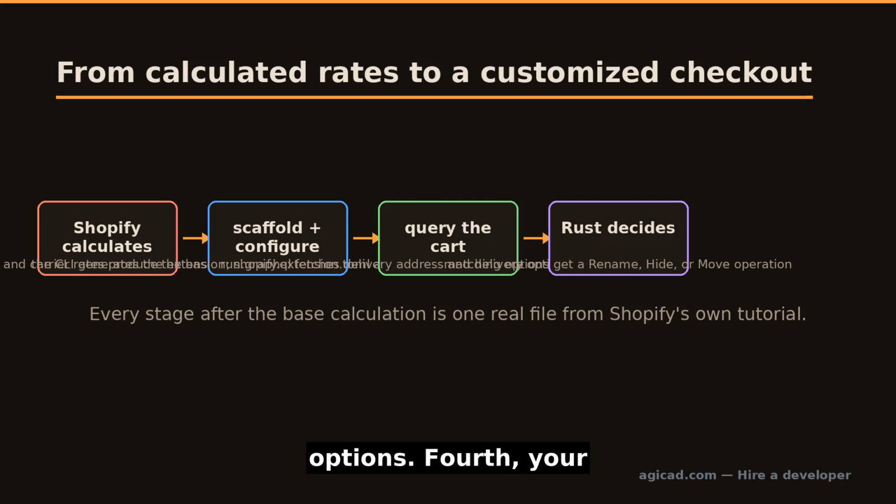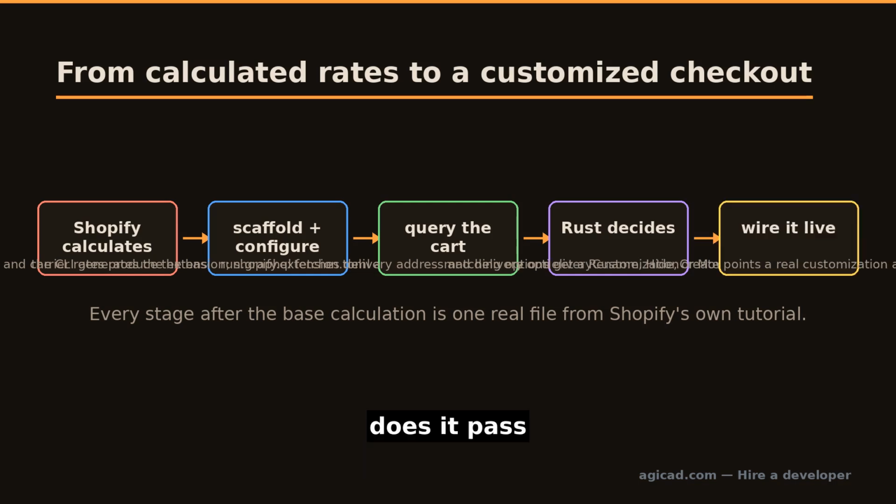Fourth, your Rust code runs against that typed input and decides for each option: does it get renamed, hidden, or moved, or does it pass through untouched? And fifth, none of that logic does anything until a real delivery customization record exists in the store, created by mutation and pointed at your function by handle.